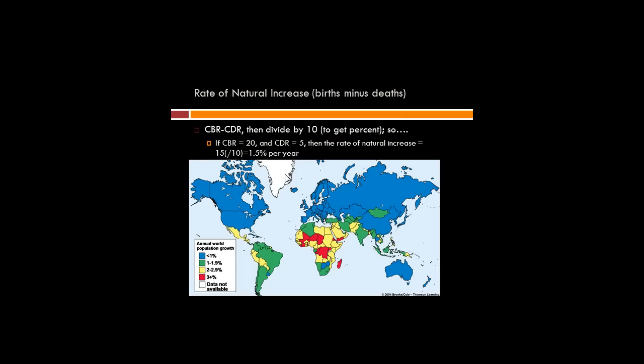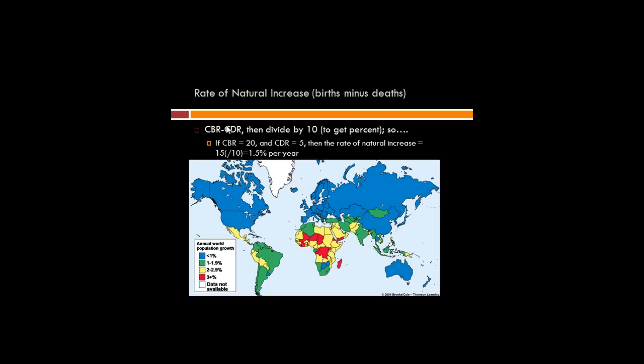So let's get started. The first thing that we're going to cover is that third demographic marker. It's called the rate of natural increase, and basically what it does is it takes into account both the crude birth rate and the crude death rate. Basically, it gives us a measure of either population growth or population decline, because it takes into account both births and deaths. So the question then becomes, how do we calculate the rate of natural increase?